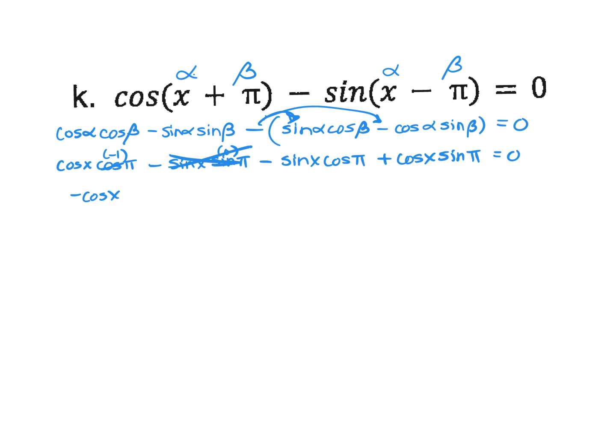Minus sine x cosine pi. What did we say about cosine pi? So negative times the negative makes this a plus sine x. And what does sine pi equal? So this whole thing goes away. So now we have minus cosine x plus sine x.